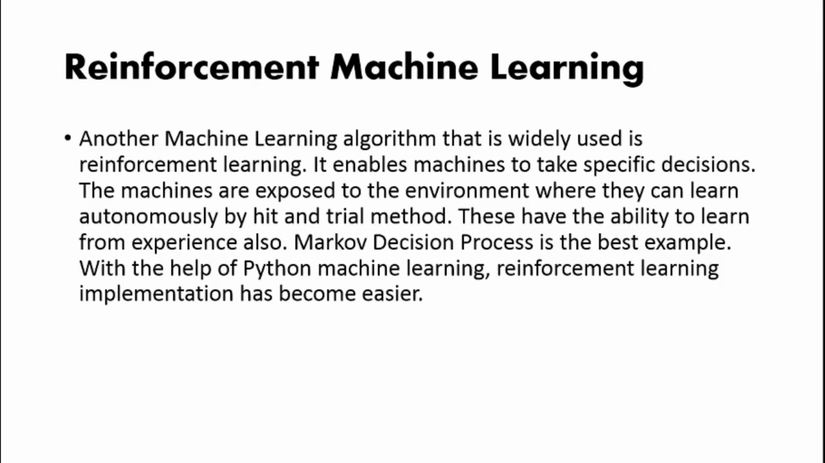Now, reinforcement machine learning, basically sometimes referred to as semi-supervised learning, is widely used. It enables machines to take specific decisions. Machines are exposed to an environment where they can learn by hit and trial. A basic example, let's say a self-driving car. Now this car will basically drive in an environment. It's going to see, okay, if I hit the wall, next time I'm not going to hit the wall. So it sees at what distance I hit the wall. Alright, so that's a basic general example of a self-driving car and reinforcement machine learning.